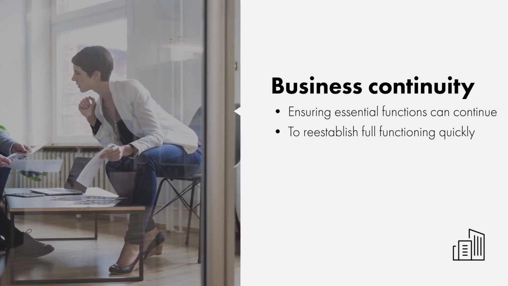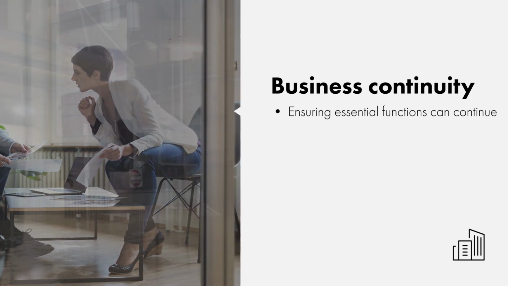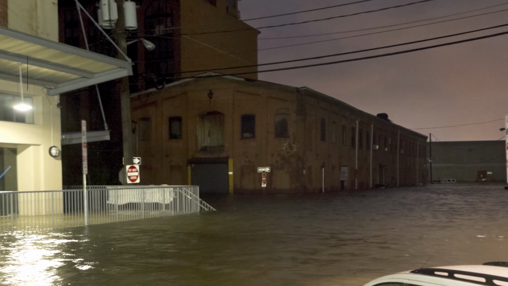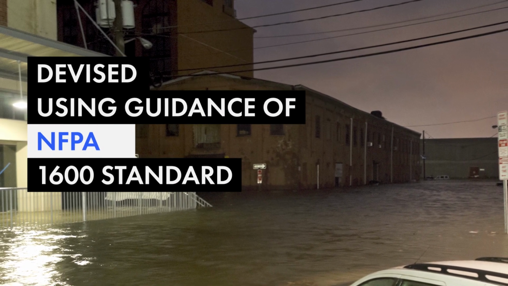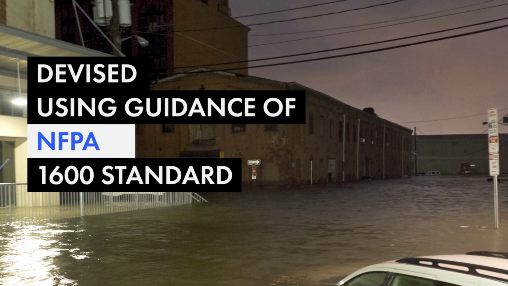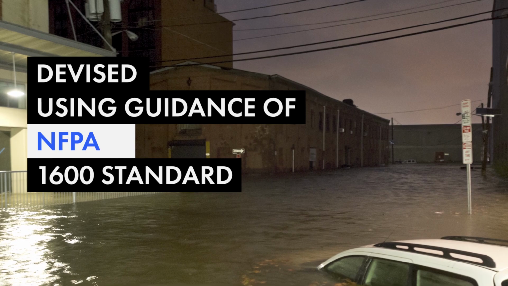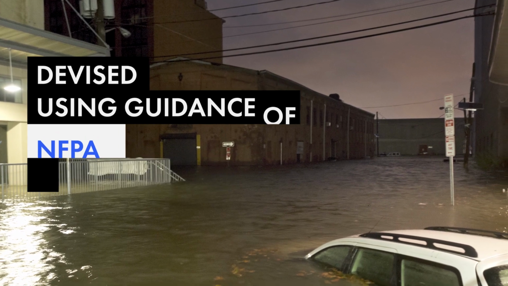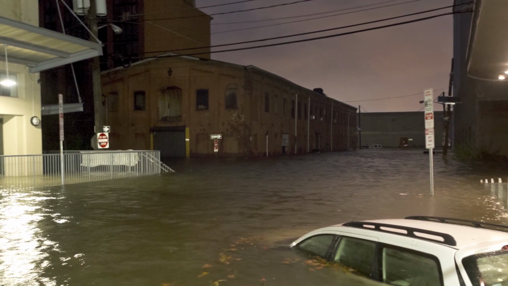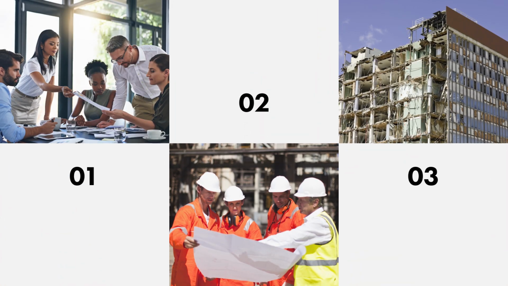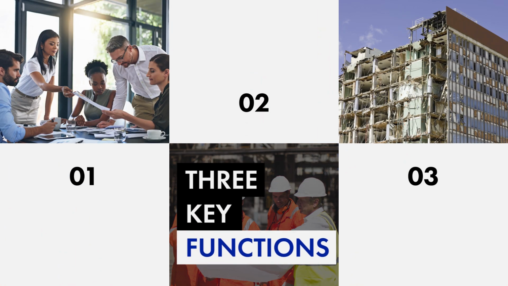A Business Continuity Program, BCP, exists to provide plans and guidance for restoring business functions. A BCP is devised by companies utilizing the guidance of the NFPA 1600 standard. Each BCP will be different according to the business, its functions, and the threats it faces. The BCP ensures that management is able to coordinate three key functions.